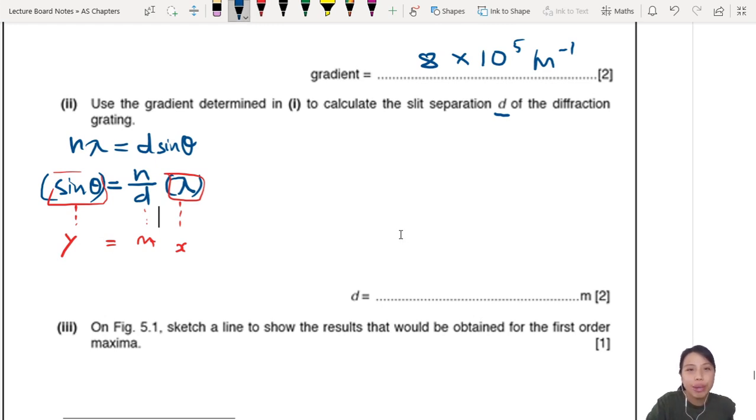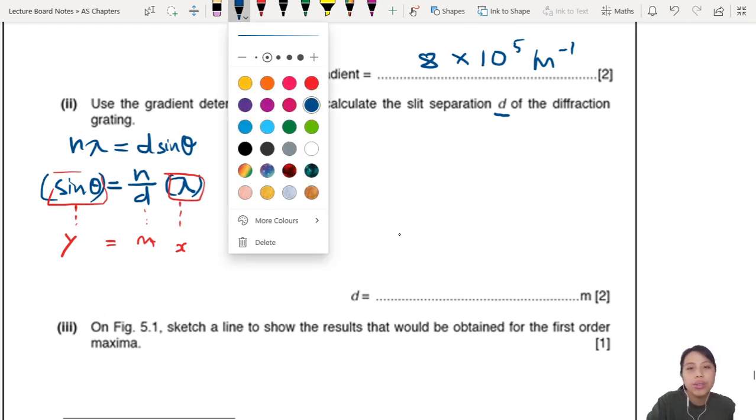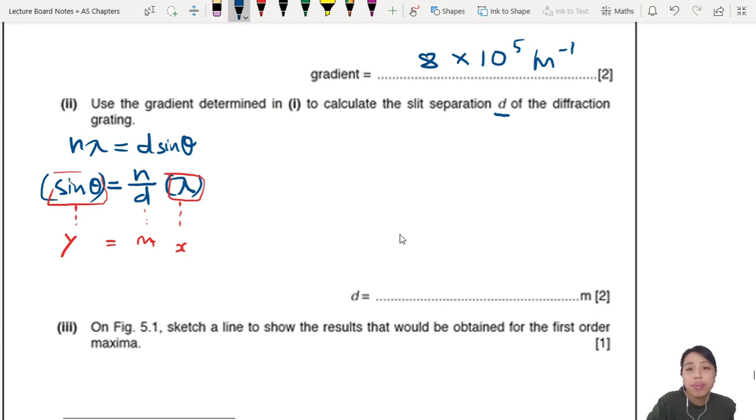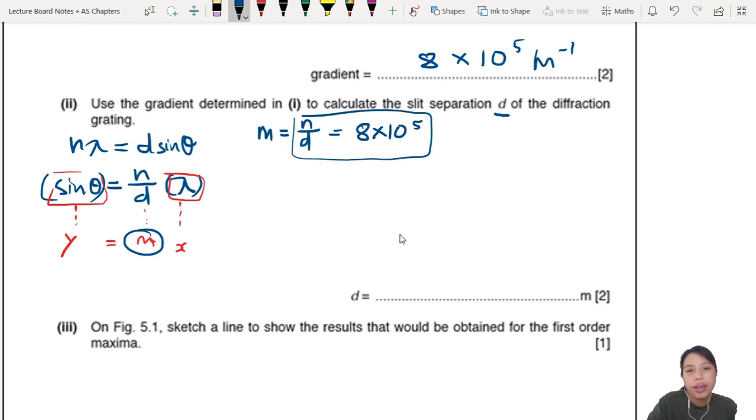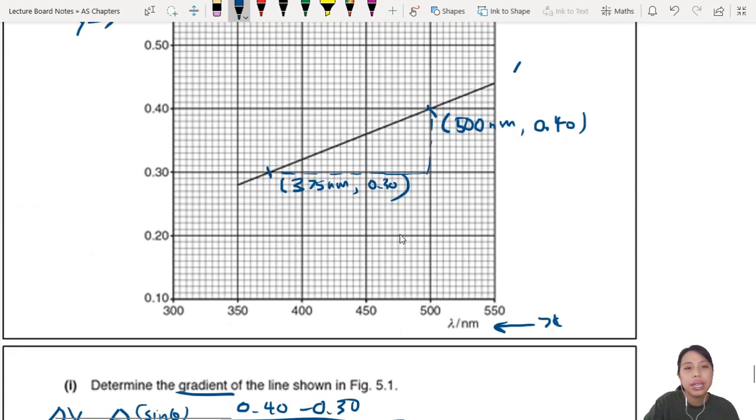So this is where you apply your paper 3 skills. You use the gradient to determine d. You already know your gradient. Your gradient is n over d, which equals the value you found earlier, times 10 to the power of 5. So we need to calculate what is d. Is this first order or second order? We need to know n. They did say, check back.